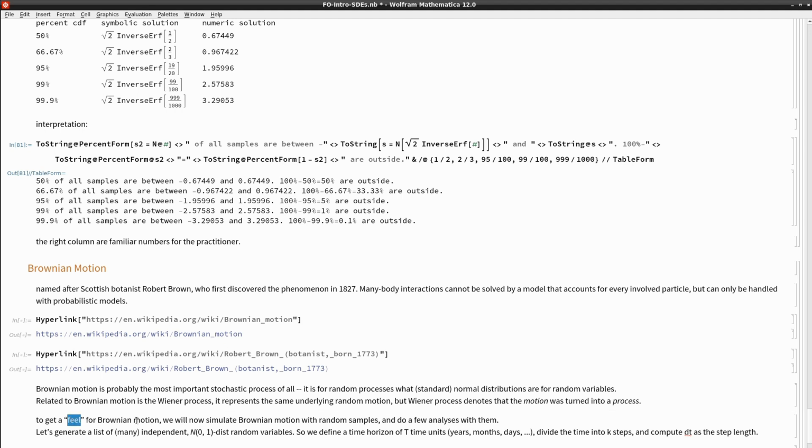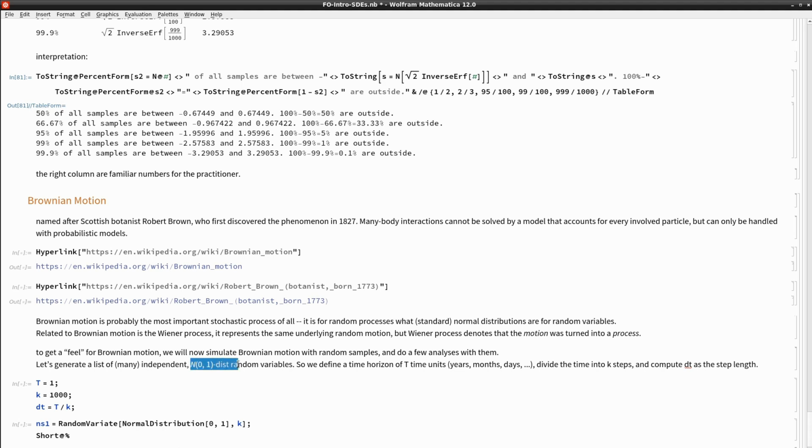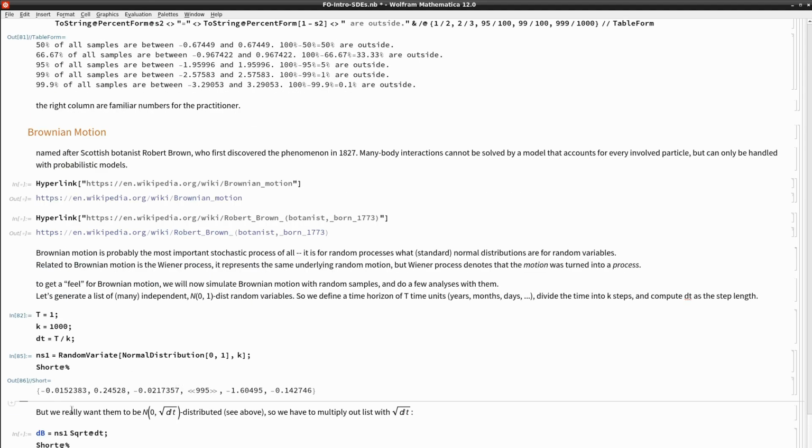And to get a feel for Brownian motion, we will now simulate Brownian motion with random samples and do more analyses with them. So let's generate a list of many independent, normally distributed random variables. And we define the time horizon of t time units, that can be years, months, or days, and divide the time into k steps and compute dt as the step length. So we take one time unit and we divide into 1,000 subdivisions, so our dt is t over k. And let's generate 1,000 samples. I have shortened the outputs, right? So we have 5 displayed and 995 not displayed.